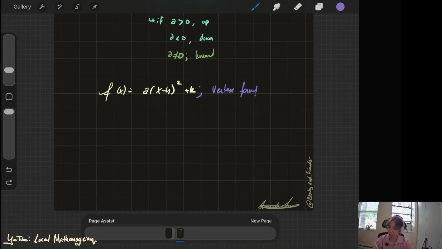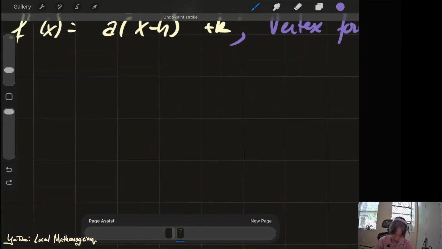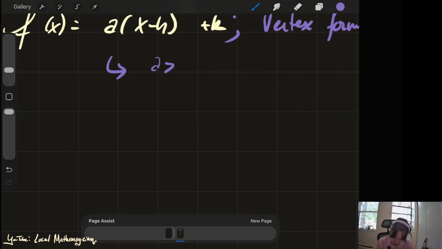Well, the a is the leading coefficient. The a is the leading coefficient. It tells us what the end behavior does. So in the same way as this a up here, if a is greater than 0, up. If a is less than 0, down.